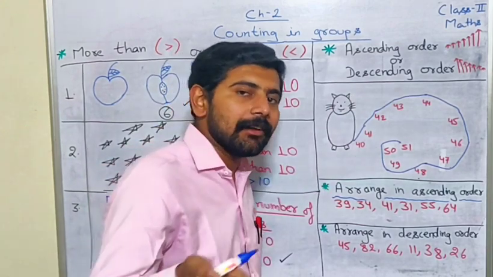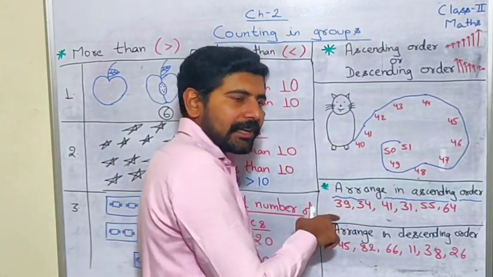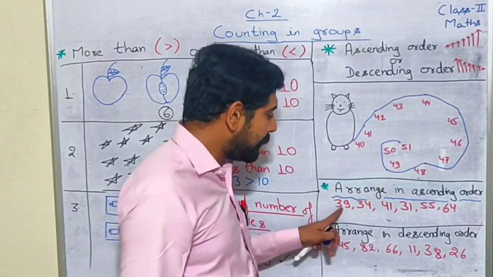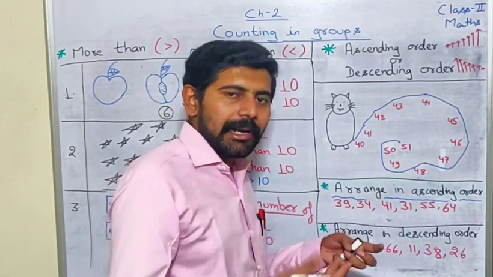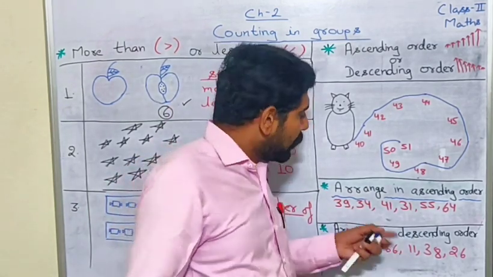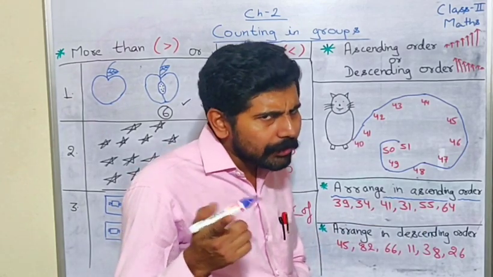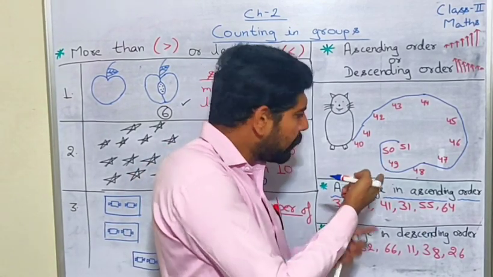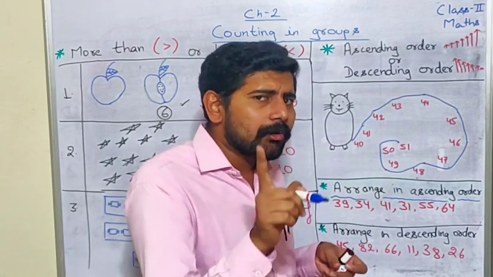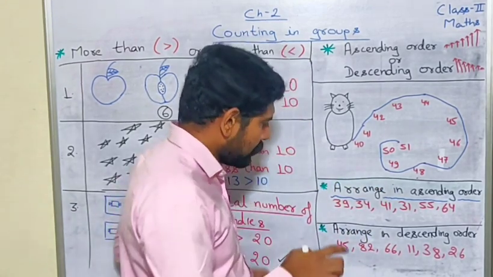Okay, let's do one more exercise on ascending order. We have been given some randomly written numbers. We have to arrange them in ascending order. Do you know how to arrange the numbers in ascending order? We have to find out the smallest number first.